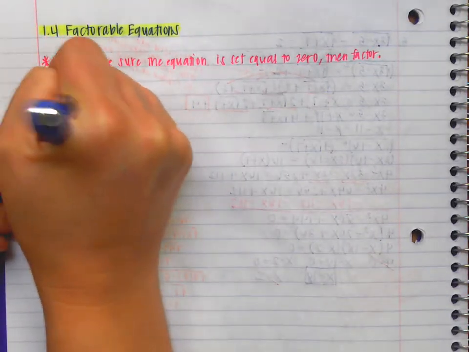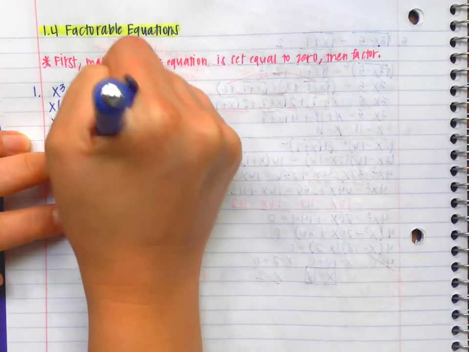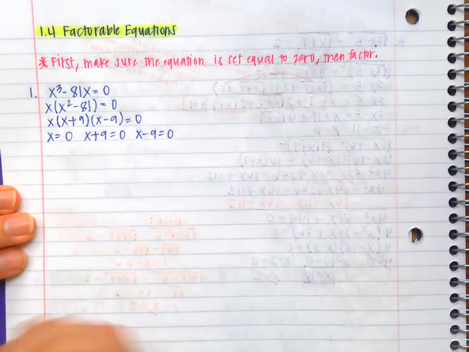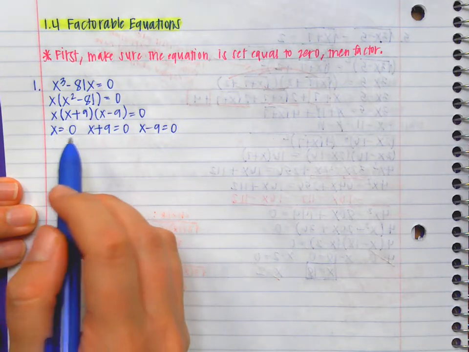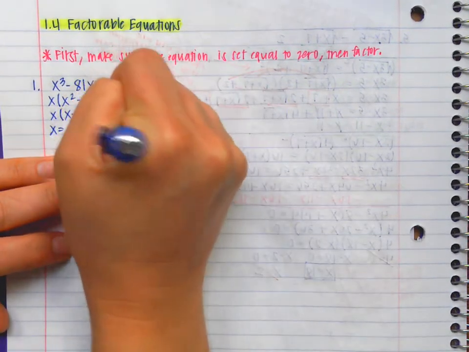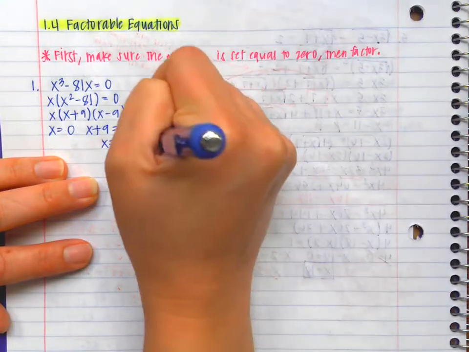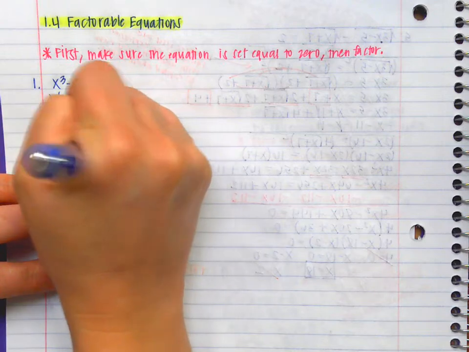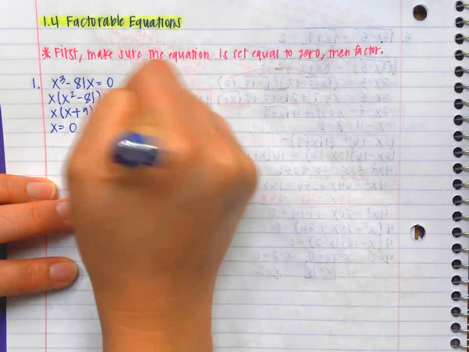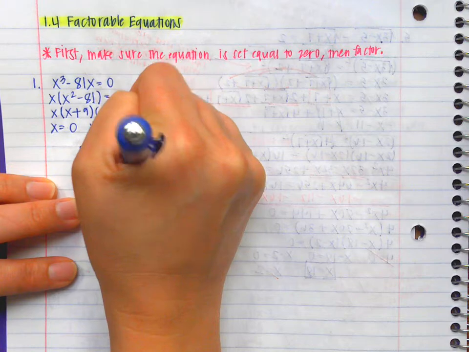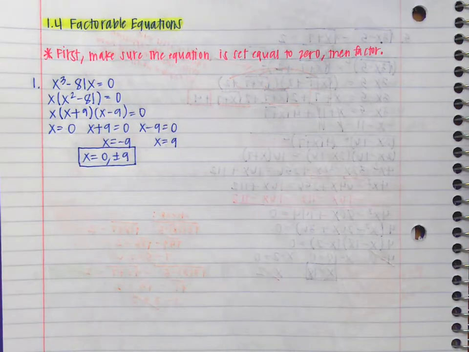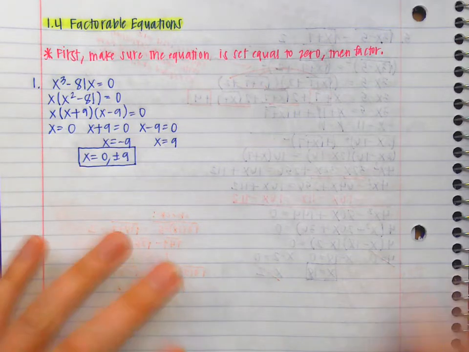So we set x equal to 0, x plus 9 equals 0, x minus 9 equals 0. And now I can solve. This one's already solved for: x is equal to 0. Subtract 9, and I get x equals negative 9. And add 9, I get x equals positive 9. So my answers here are 0 and plus or minus 9. Okay, so that does it for number 1. Let's look at this next one for 2.